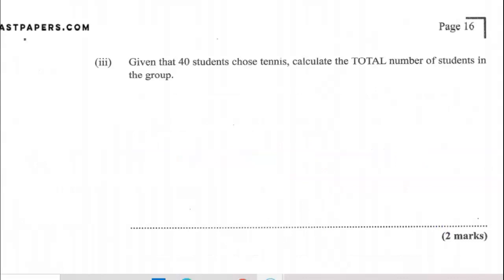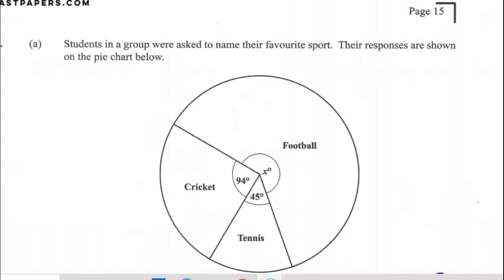Next, given that 40 students choose tennis, calculate the total number of students in the group. So let's revisit and see what the amount of degrees for tennis was. You'll notice the amount of degrees for tennis was 45 degrees. 45 degrees, that's about a quarter of the circle, right? No, less than a quarter. So 45 degrees for tennis, that's about one eighth of the circle. Let's go back to the question.